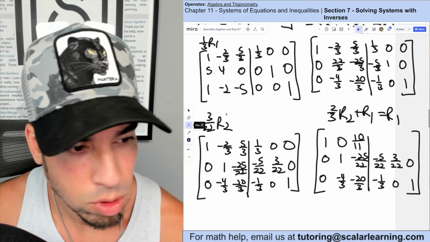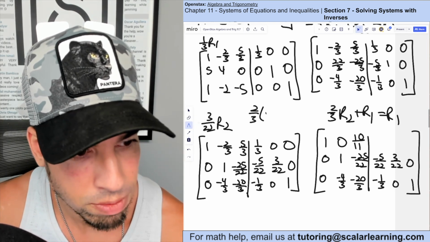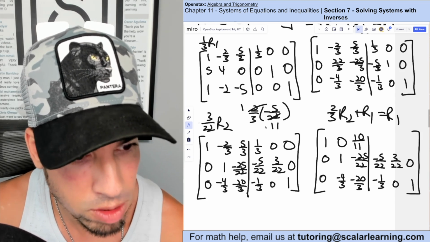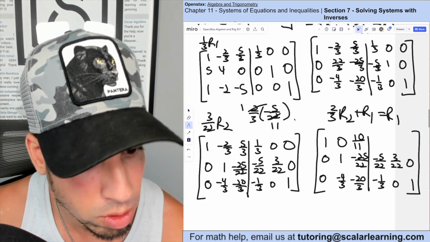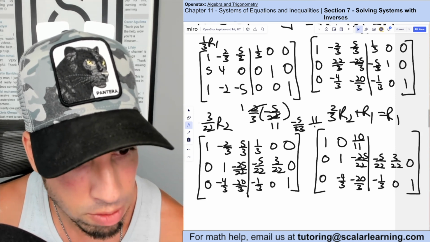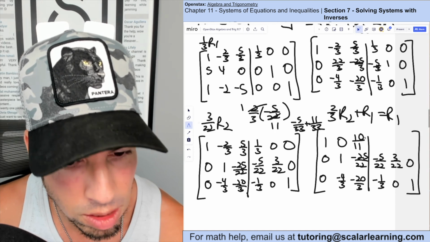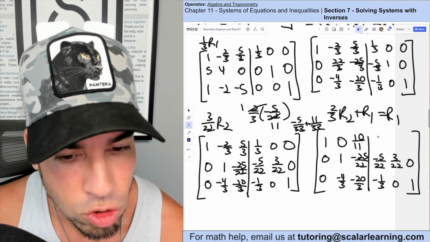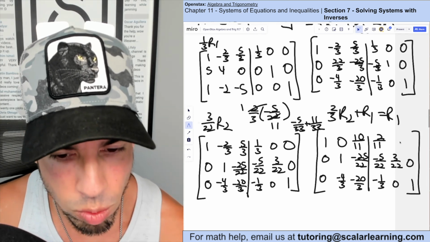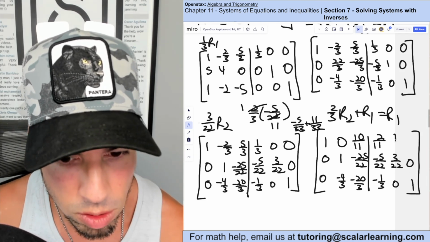Okay. Next, 2/3 times negative 5 over 22. That is going to cancel out to 1 and 11. So that's negative 5 over 33 plus 1 over 3, which is 11 over 33. That's going to be 6 over 33 or 2 over 11. And then 2/3 times 3 over 22 is 2 over 22 or 1 over 11 plus 0 is 1 over 11.